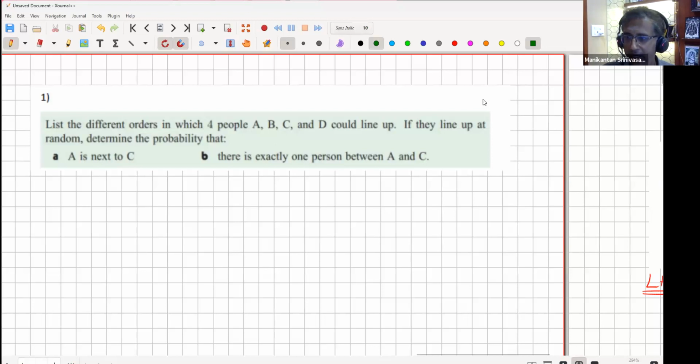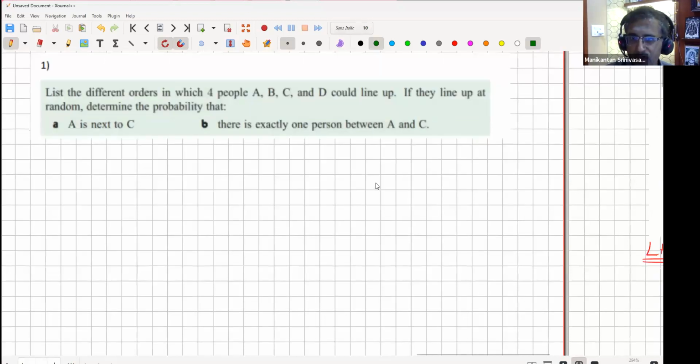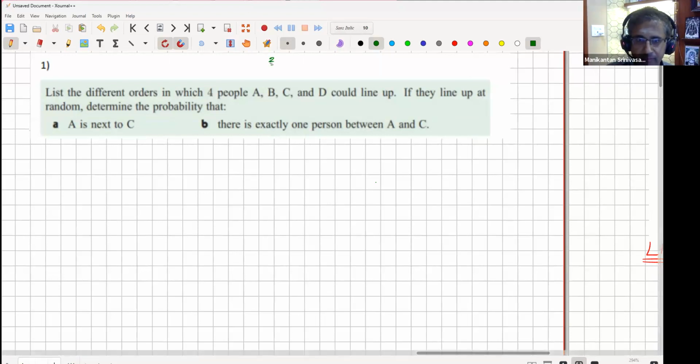We already know by now there are 4 factorial ways in which they can be lined up. We don't have to list them, but we should know that there are 24 orders in which they can be lined up. Now, if they line up at random, determine the probability that A is next to C.